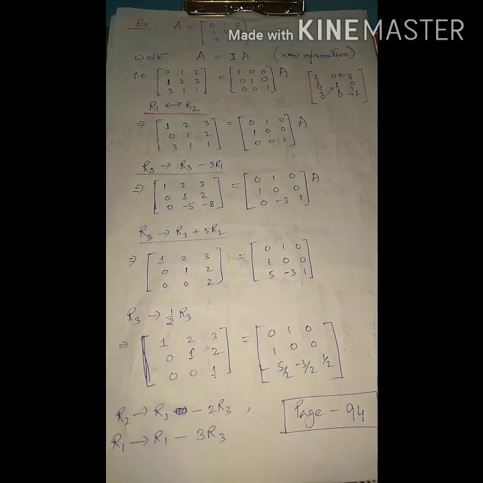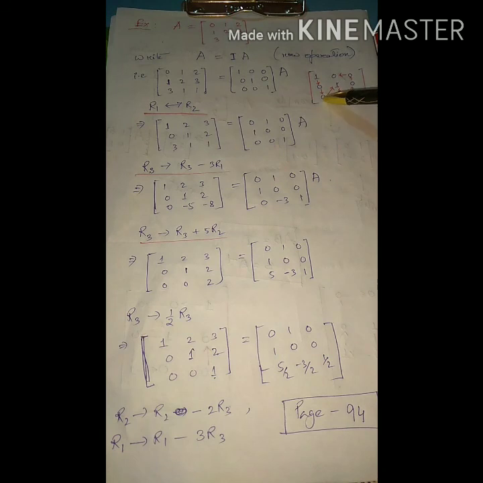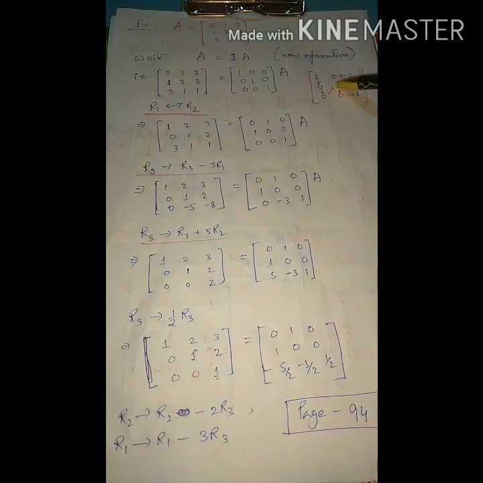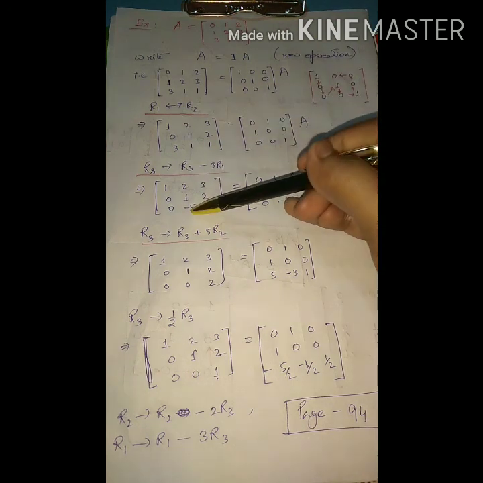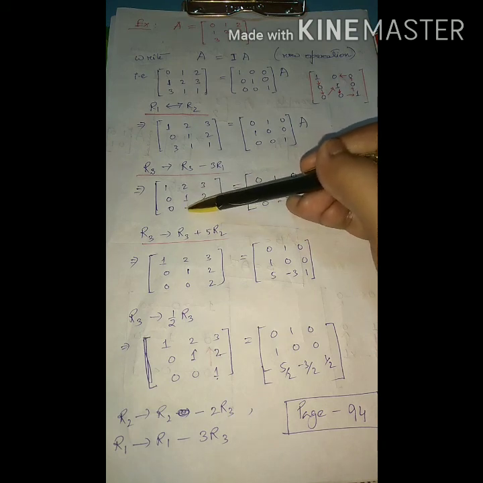After getting this, now you see the next step. These two we get 0. After that we convert this one into 1. Here it is already 1, so no need to transform. After 1, what you have to do? The next element we have to convert to 0 with respect to this one. Here it is minus 5 and here it is 1. So if you multiply R2 by 5 and add with R3, then you get the result 0.